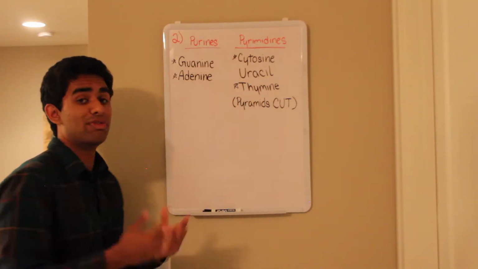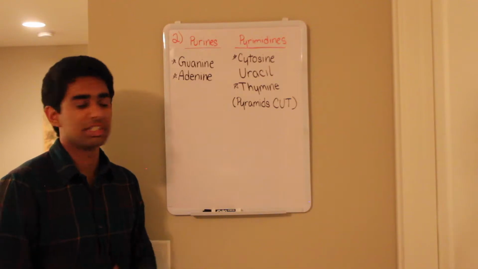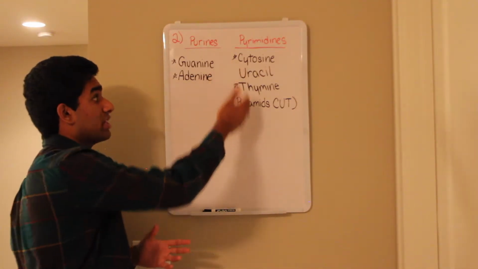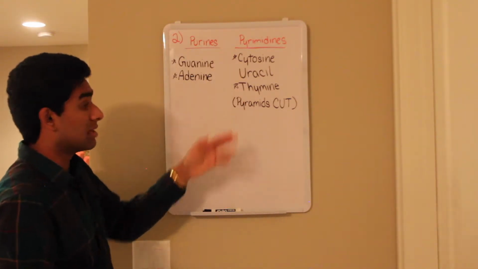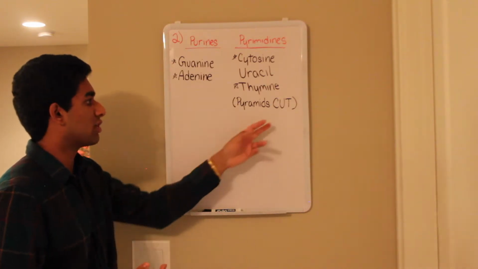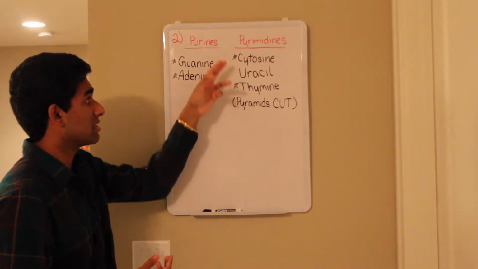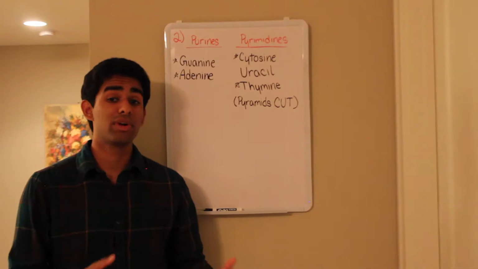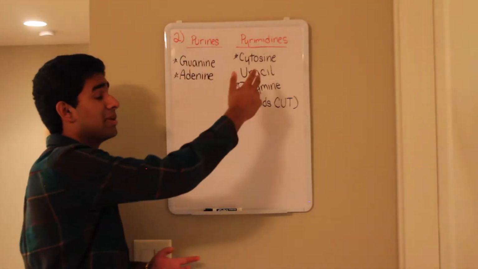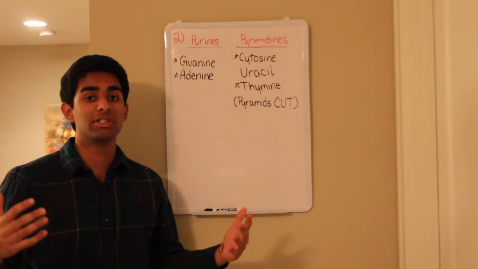This also leads us to a very easy acronym, or mnemonic actually, which helps us remember this side of this column. Pyramids, which have sharp edges, cut, which are the first 3 letters of the 3 pyrimidines, cytosine, uracil, and thymine. Very important thing to remember about these purines and pyrimidines is that they have high hydrogen bonding potential.